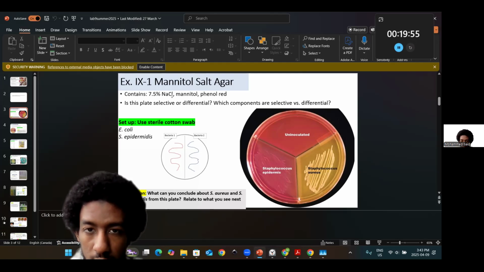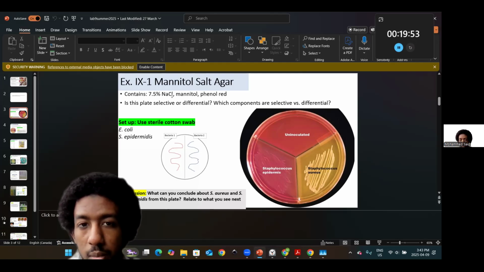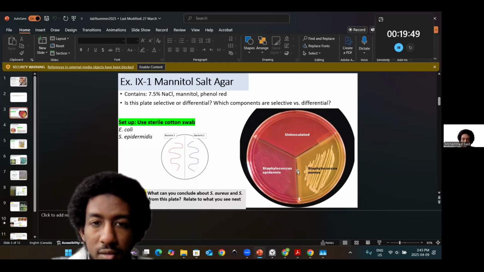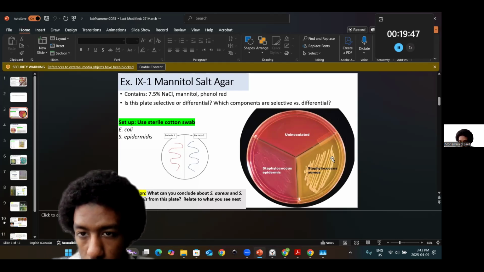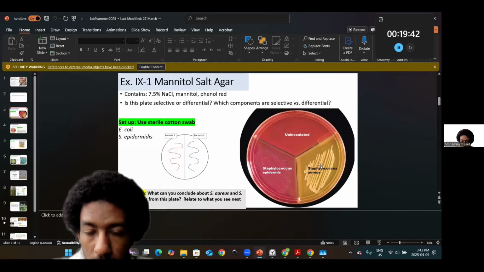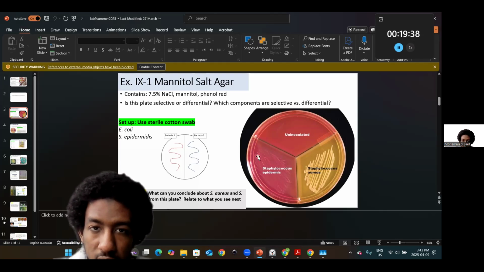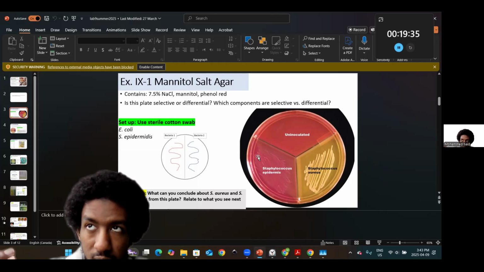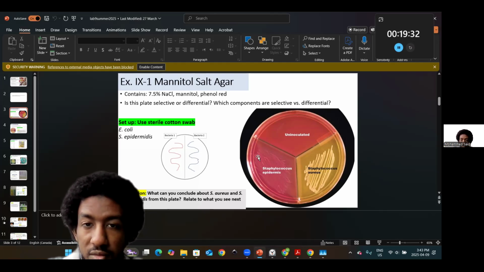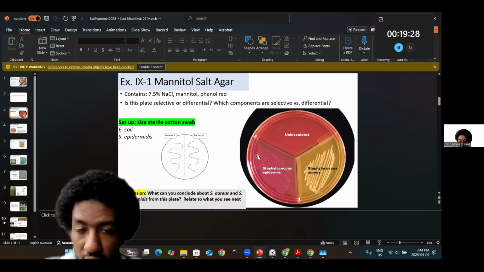And what I mean is, think about the bacteria that you see here. Both are able to grow, right? Meaning that they've been selected by the NaCl. But notably, you have differences in color, right? So the mannitol is able to, if bacteria are able to ferment it, pH goes down. The phenol red indicates a change in color when the pH goes down, right?